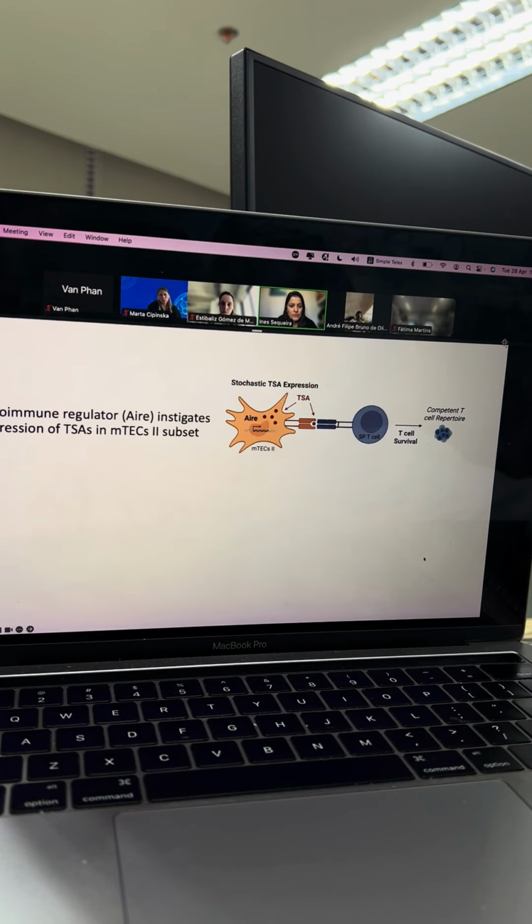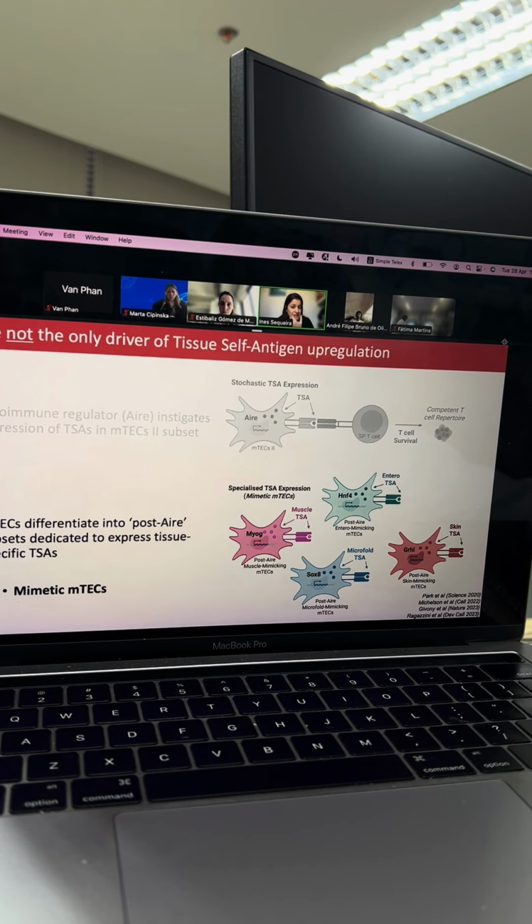Until quite recently, we thought that AIRE, this autoimmune regulator, was really instigating the expression of the TSAs, and that all the different thymic epithelial cells would have a stochastic expression of these TSAs. However, recent studies in the lab of Diane Mathis, and also in the lab of Kobe and in Israel, have shown that there are different superpopulations of thymic epithelial cells.